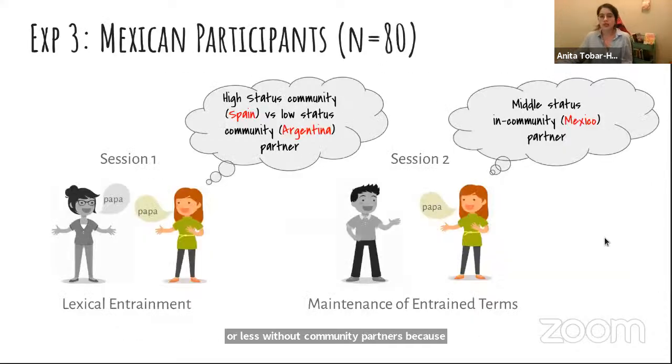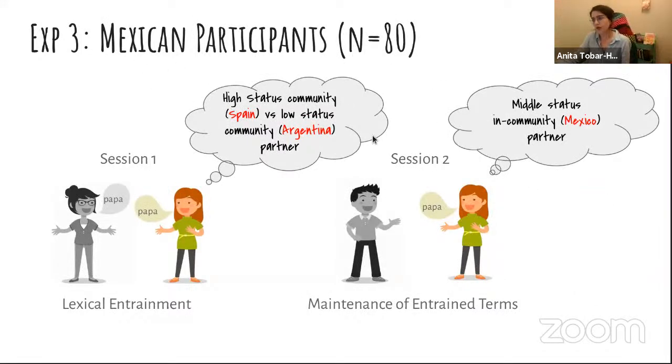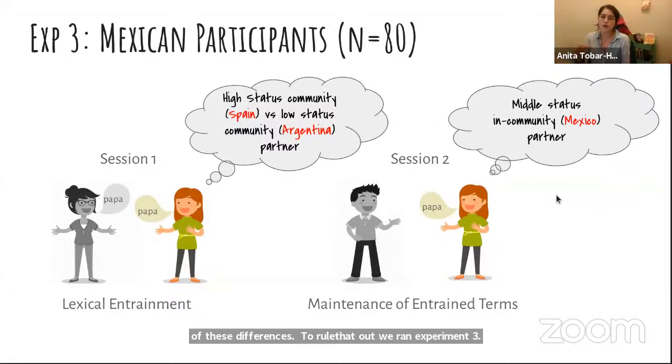So to rule that out, we ran experiment 3. In this experiment, we recruited Mexican participants, and we had them go through roughly the same paradigm, but we manipulated their beliefs about their partners' community status. So in the first session, participants thought that they were interacting with either a high status out-community partner from Spain or a low status out-community partner from Argentina.